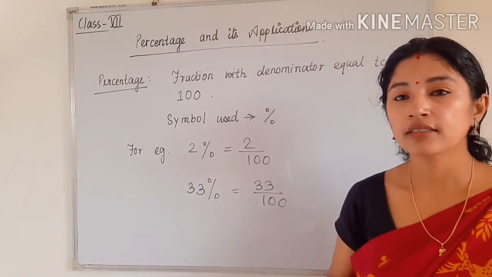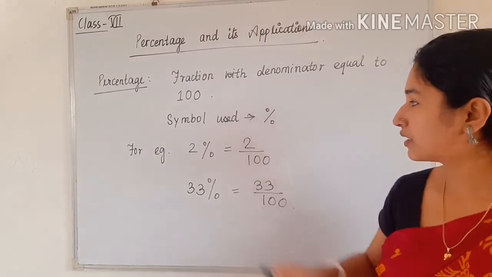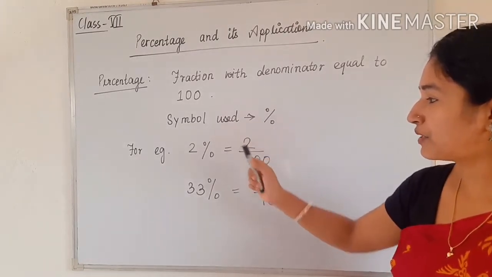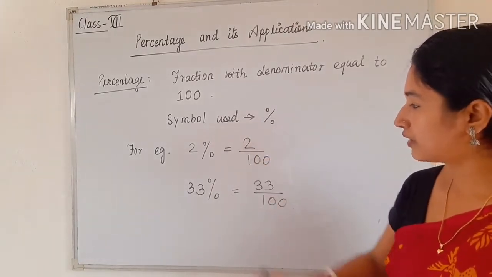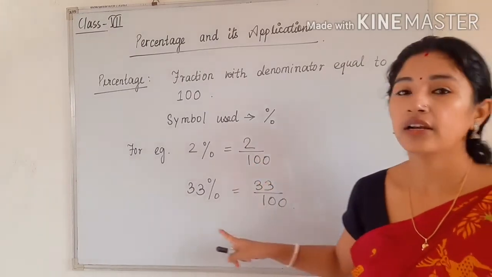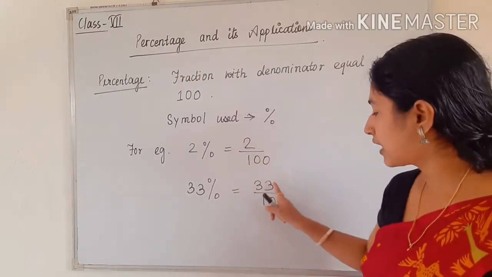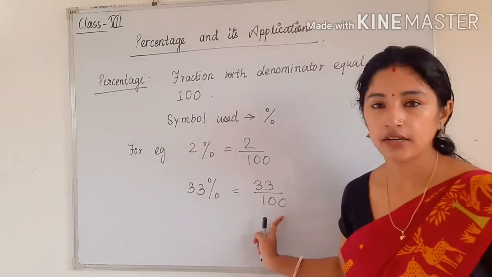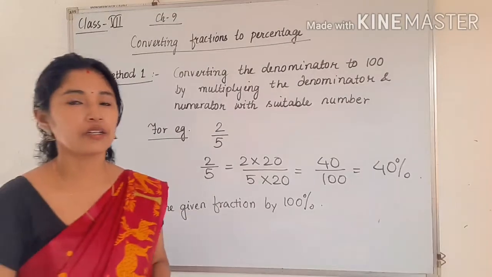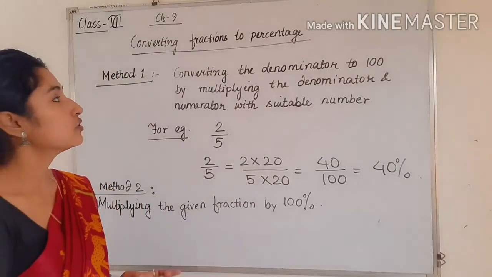And next, what is the symbol used for percentage? You already know this is the symbol which is used for percentage. Examples: if I write 2%, that means 2 by 100. In fraction we can write it like this. Similarly, if it is written 33%, then we can write 33 by 100.